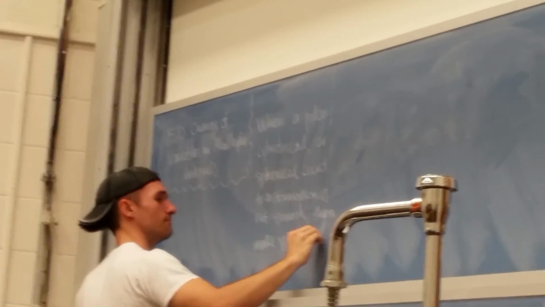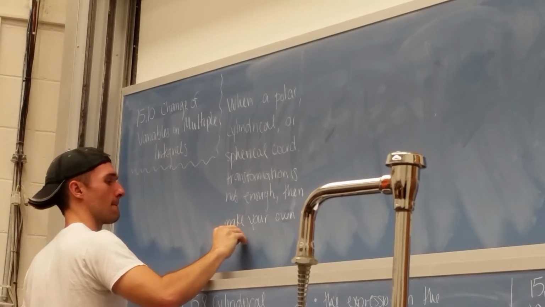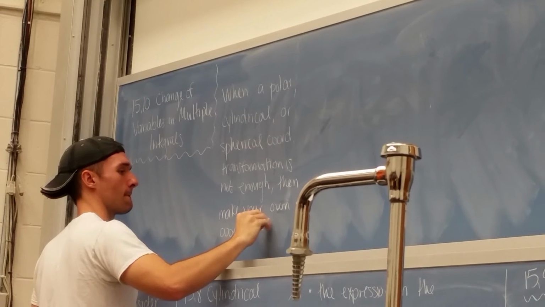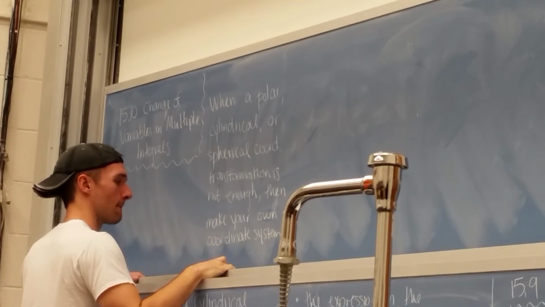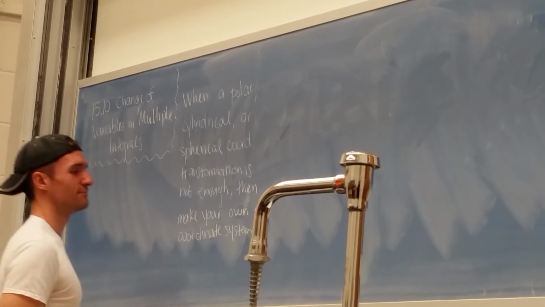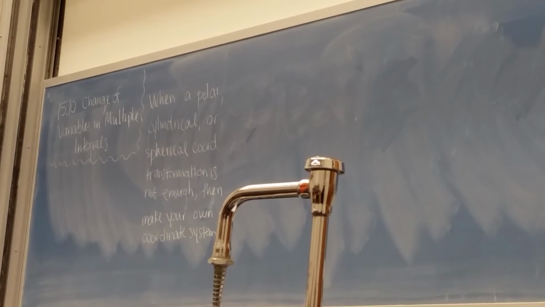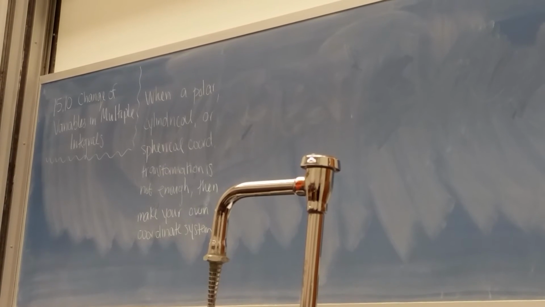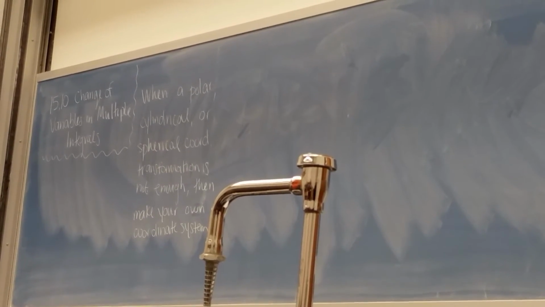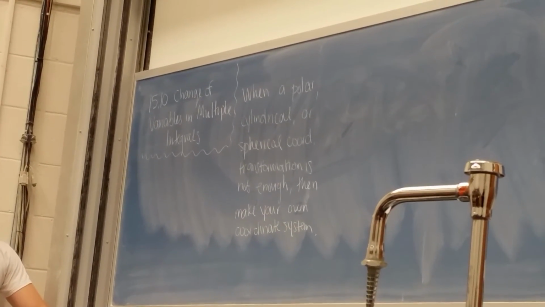Then make your own coordinate system. So this is that section where you get to do whatever you want in terms of defining a new coordinate system. Whatever problem you're working on, do whatever is easiest. But you have to pay for it. There's a cost associated with changing your coordinate system.